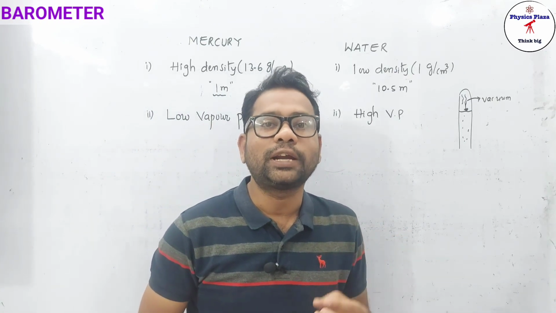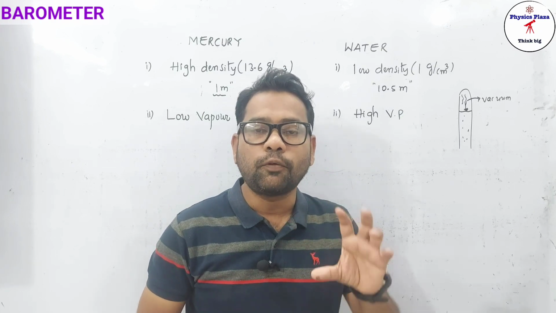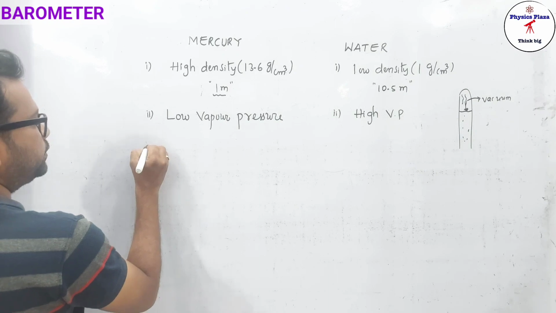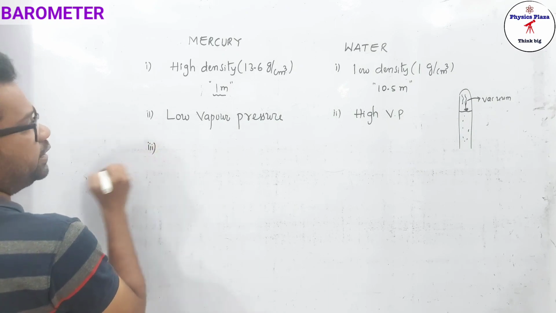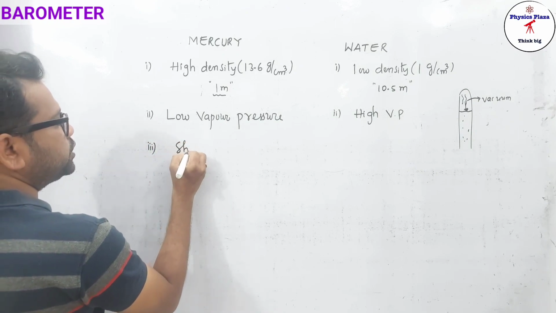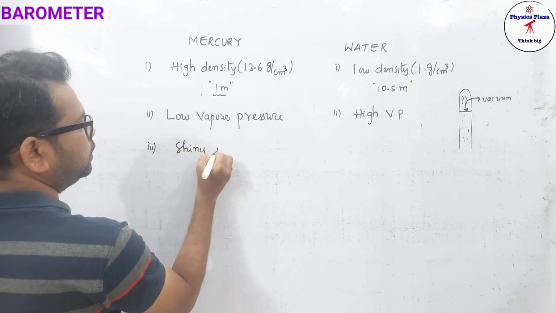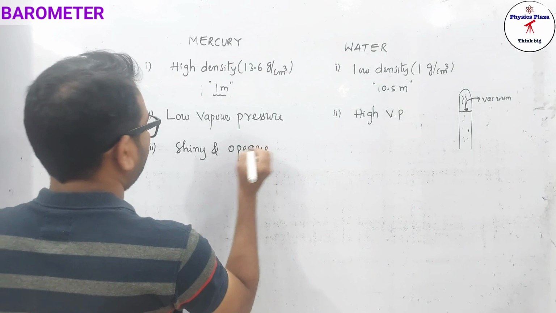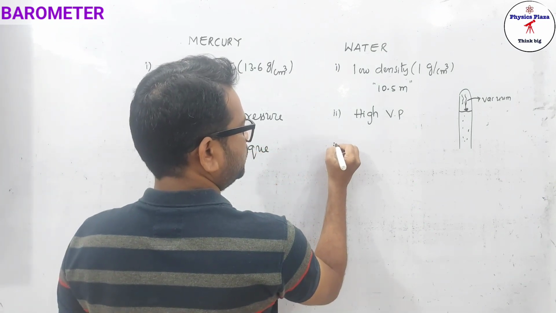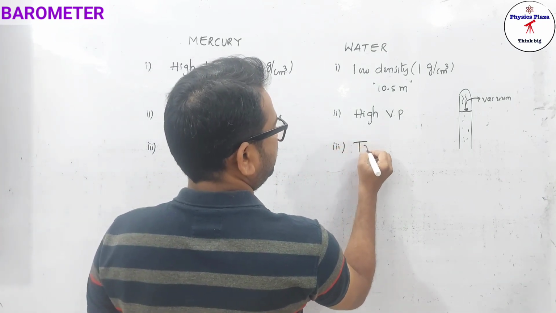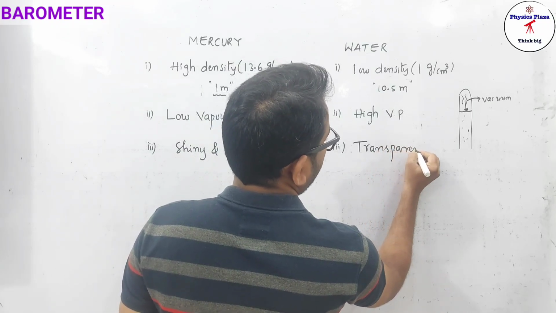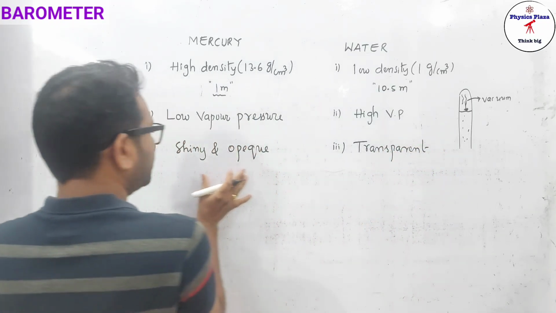Okay, so we won't get correct readings. Such a mercury is called faulty mercury. Okay, now fine. And the third one is very important. It is shiny and opaque, whereas here it is transparent. So what is the advantage of having opaque and shiny?